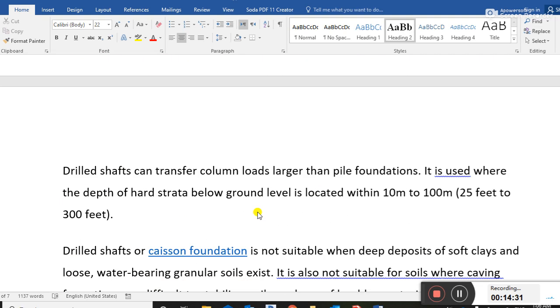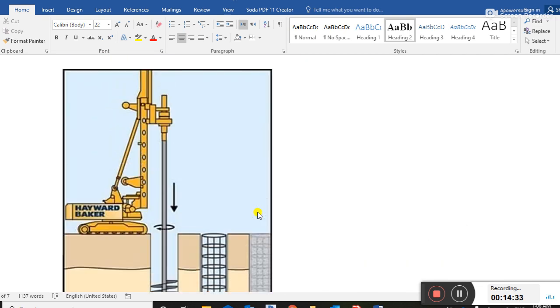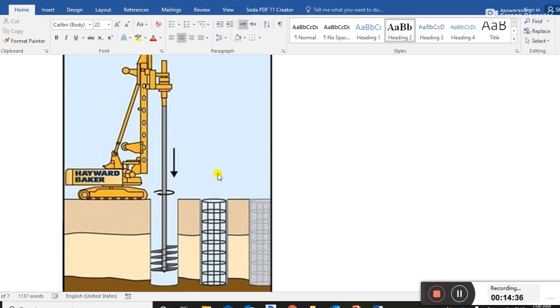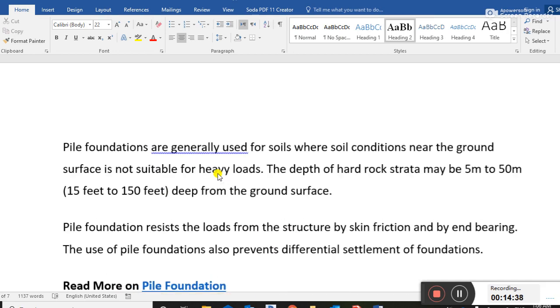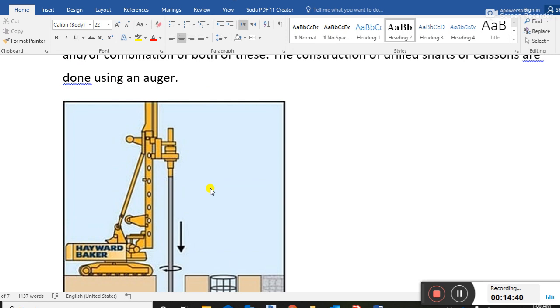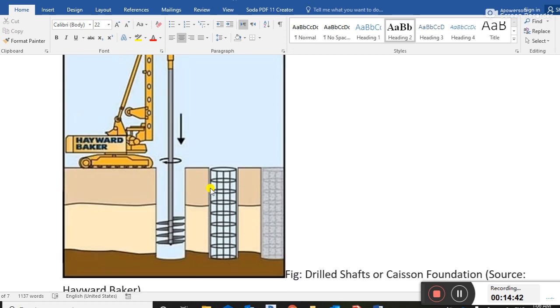Guys, this was a comprehensive introduction to the foundation and its types. Hope you learned something and this was useful.